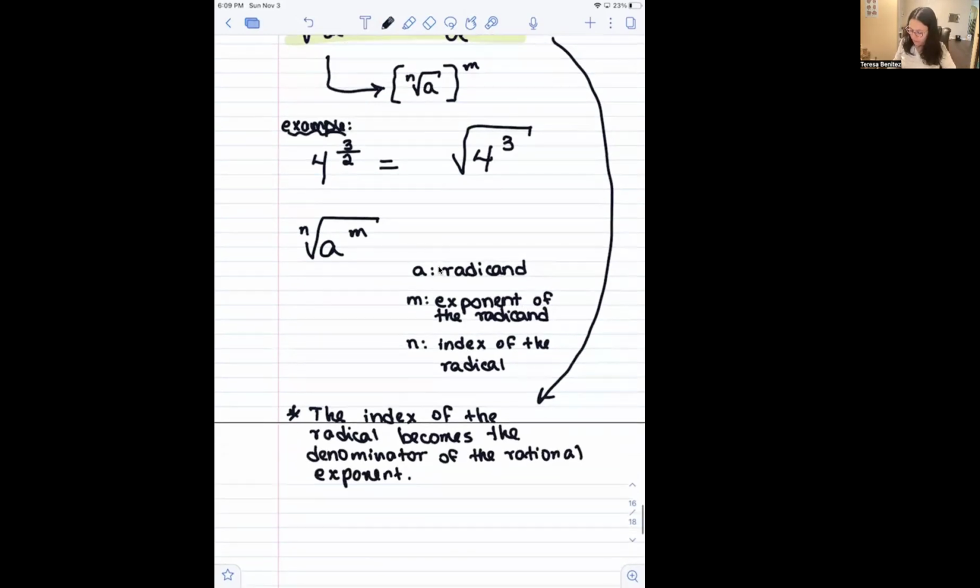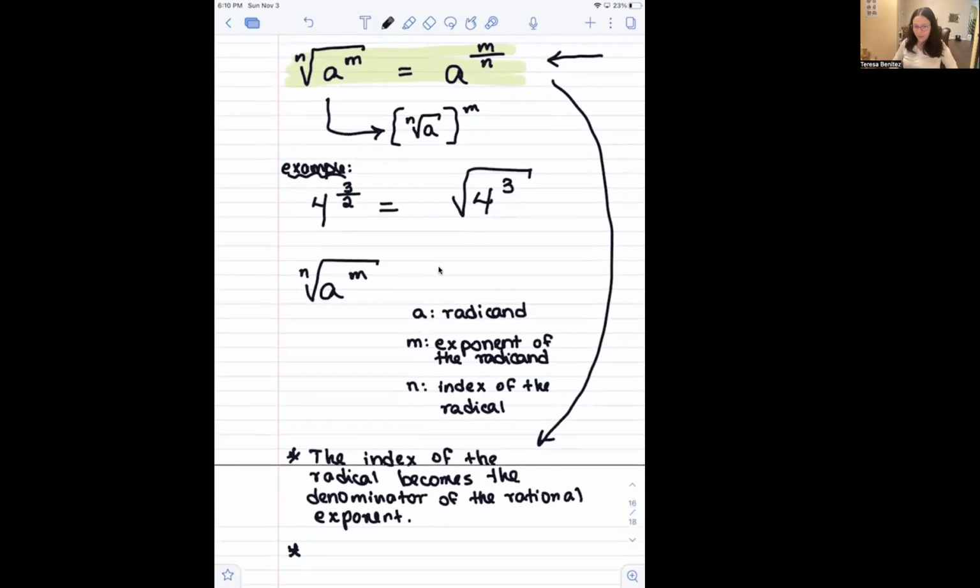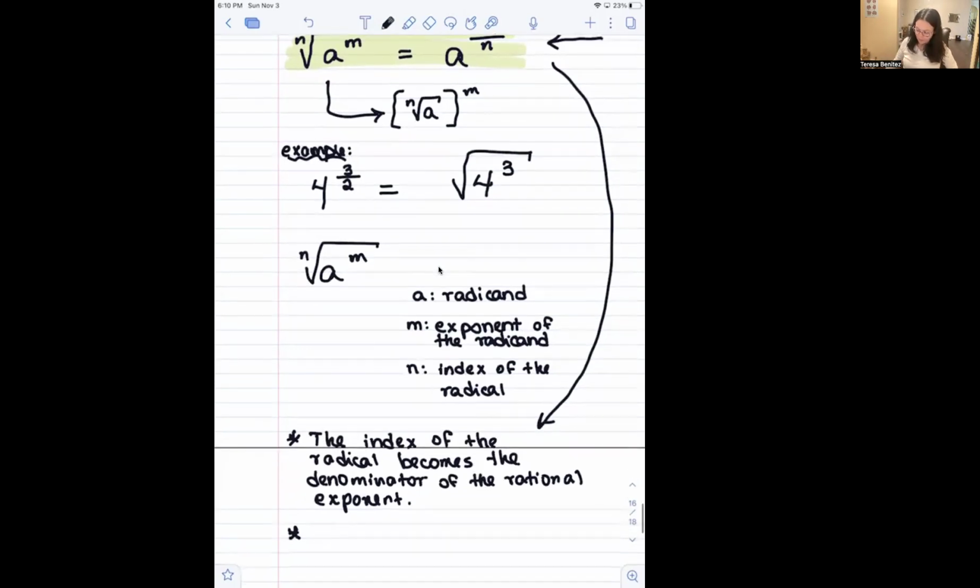Now let's also take care of m, okay? The exponent of the radicand, not radical. So now m, if we compare what's highlighted up there, becomes the numerator of the rational exponent.